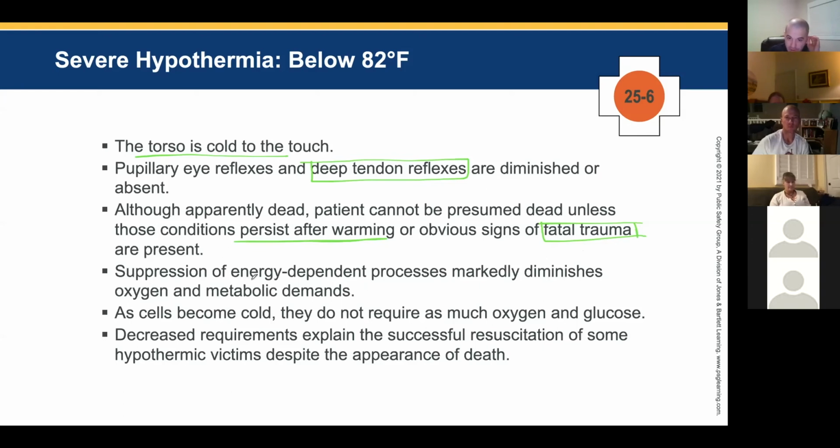And then suppression of energy-dependent processes markedly diminishes oxygen and metabolic demands. So this is why patients who are really cold and very hypothermic can survive. I'm sure we've all heard the stories of people who survived 2, 4, 6, 8 hours underwater in hypothermic water. It's from this reason right here, because their body does not require as much energy. As an individual becomes cold, they do not require much oxygen and glucose. So decreased requirements explain the successful resuscitation of some hypothermic victims, despite the fact that they appear dead.